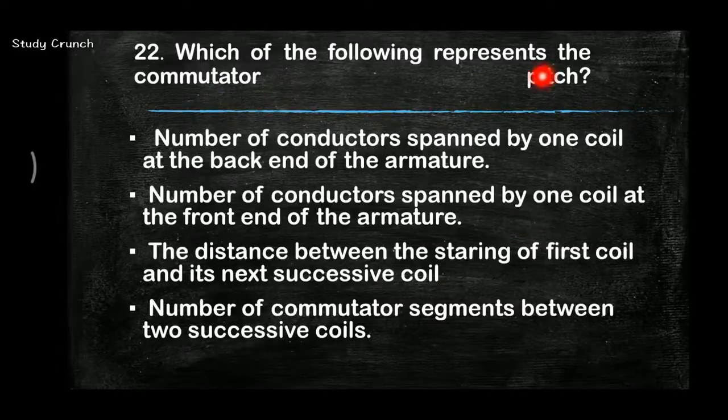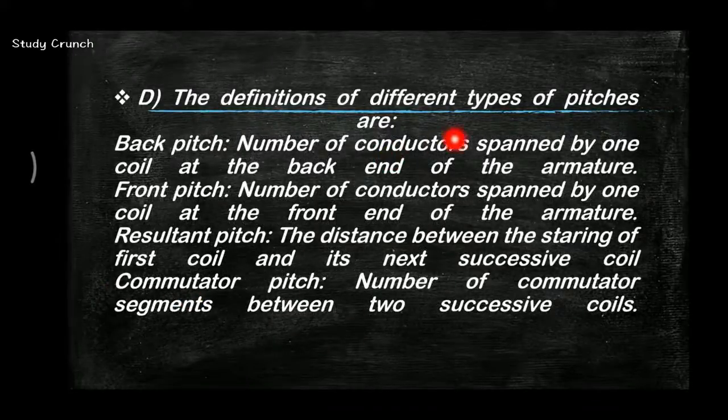Next, which of the following represent the commutator pitch? So the answer is number of commutator segments between two successive coils, that is D. Defining some pitches: back pitch is the number of conductors spanned by one coil at the back end of the armature. Front pitch is the number of conductors spanned by one coil at the front end of the armature. Resultant pitch is the distance between the starting of first coil and its next successive coil. And the commutator pitch is the number of commutator segments between two successive coils. So the answer is D.